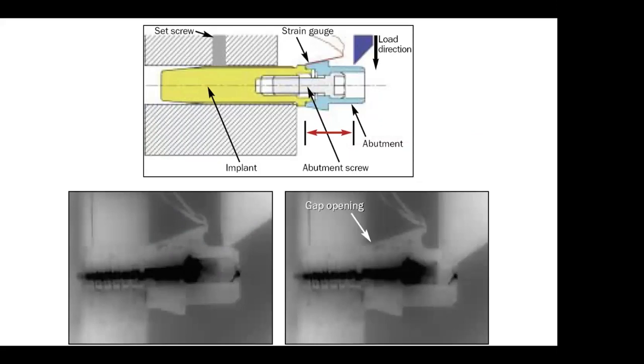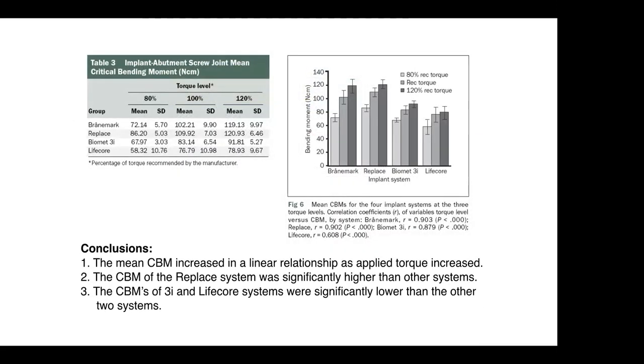When the lateral force was applied, the resistance to the lateral force was biggest with Replace, which is an internal connection, basically proving internal is better than external connections in terms of force distribution. So that's pretty much why we nowadays prefer to choose internal connection over external connection.